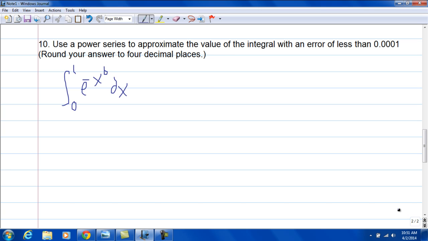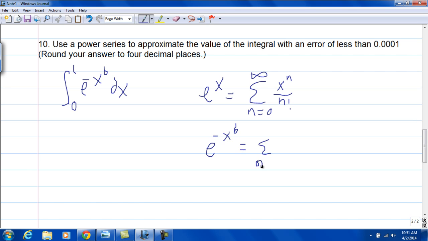dx. And I just want to point something out, that e to the x has the series representation of the sum as n goes from 0 to infinity of x to the n over n factorial. So when we have an e to the negative x to the 6th, that's going to be the sum as n goes from 0 to infinity of negative x to the 6th gets raised to the n power over n factorial.